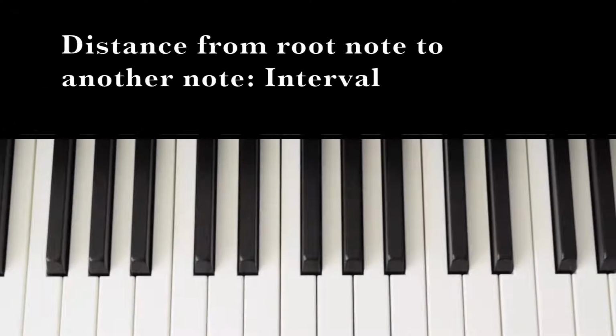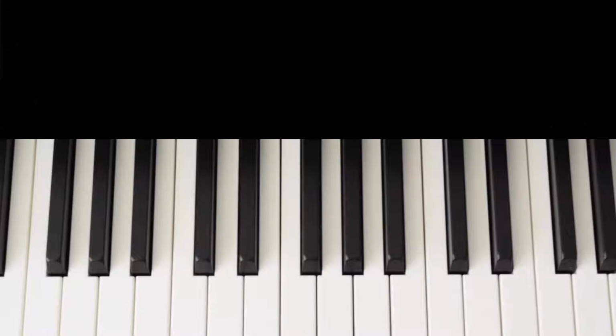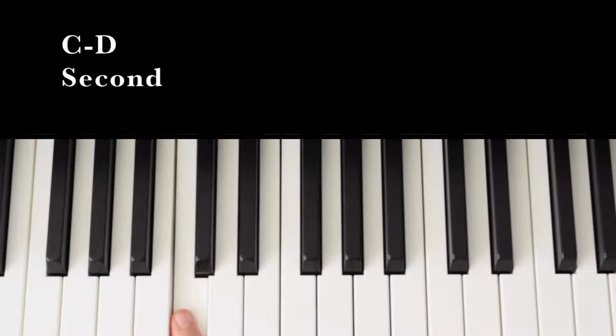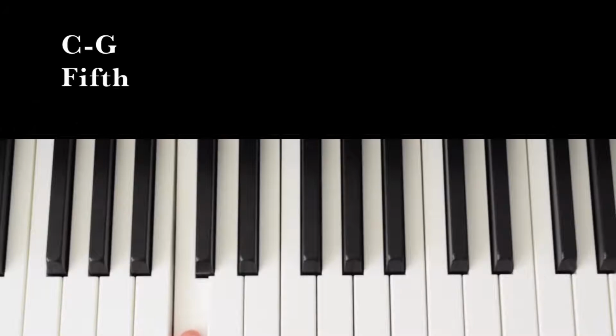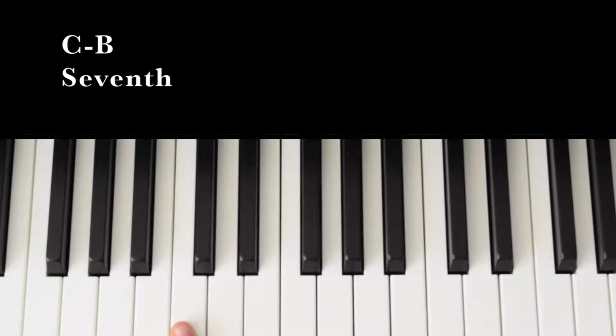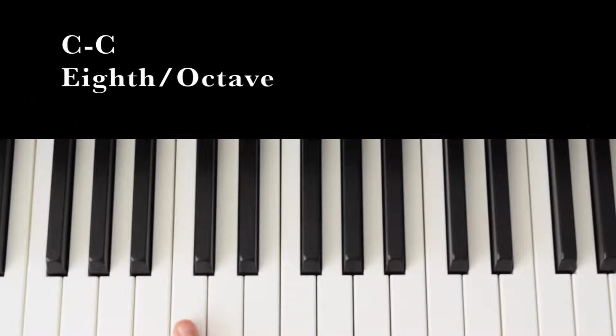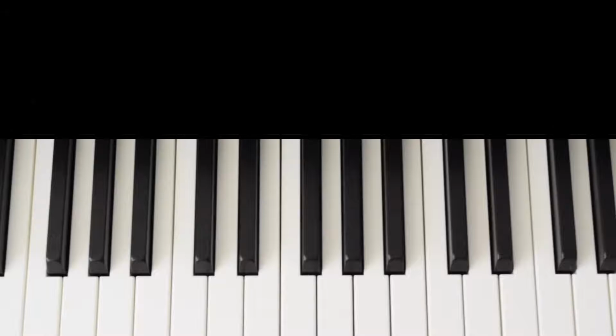In any scale, the distance between the root or the beginning note to another note is called an interval. Let's look at the C major scale. From C to the next note in the scale, D, is a second. C to E, a third. C to F, a fourth. C to G, a fifth. C to A, a sixth. C to B, a seventh. And C to C, an eighth, also known as an octave. Those intervals were determined based off of the scale. However, intervals can also be explained through a combination of half steps and whole steps.